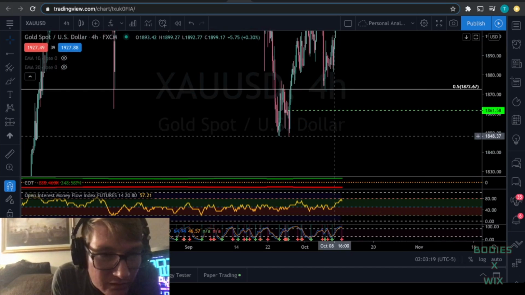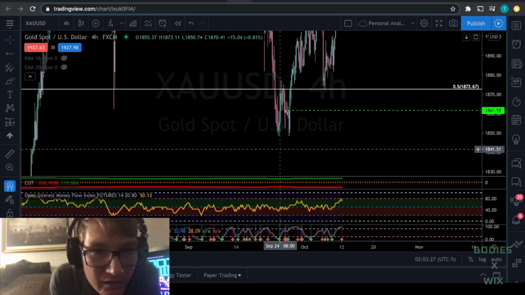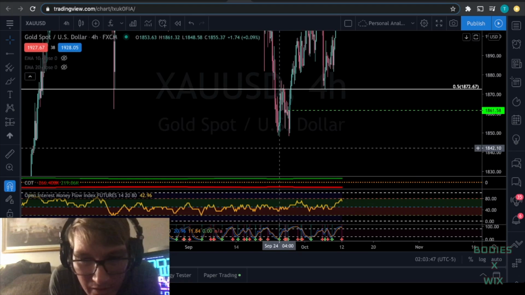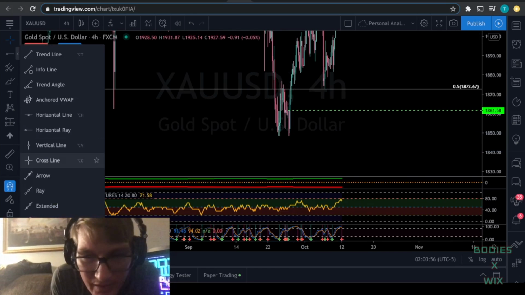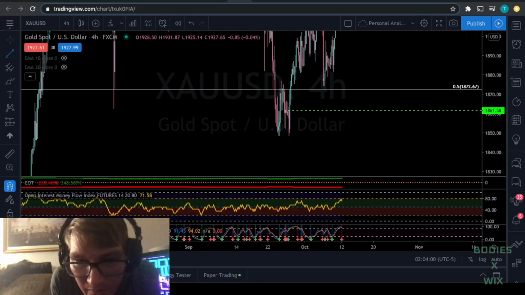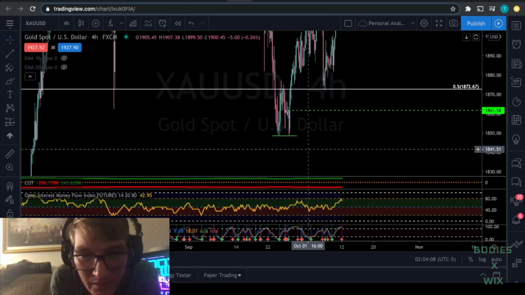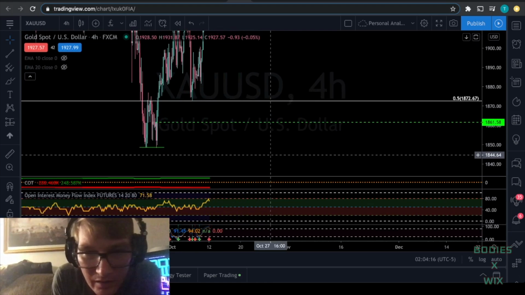Actually, let me just take a look at these and see what the lows are. Low here, 1848.58, 1848.49, 1848.79. So roughly somewhere within 20 cents, which for gold is pretty much an equal low. What I like to do is mark one of these to show that there are equal lows. That way I know price is eventually going to come down to it and try to take it out at some point.